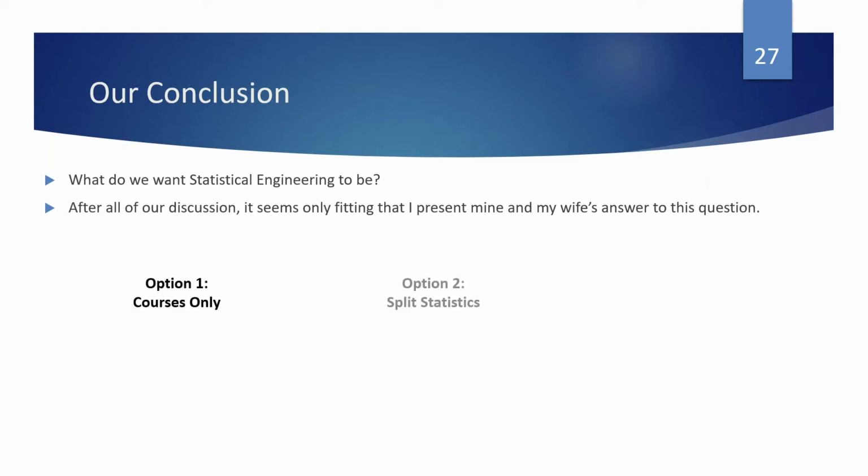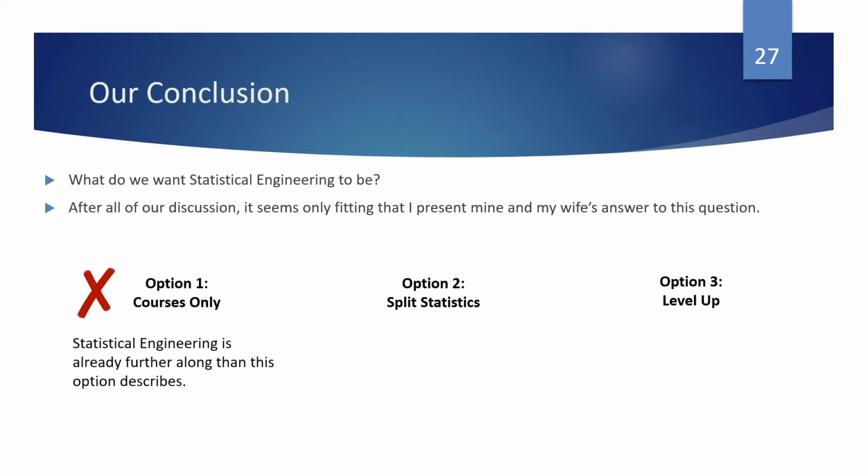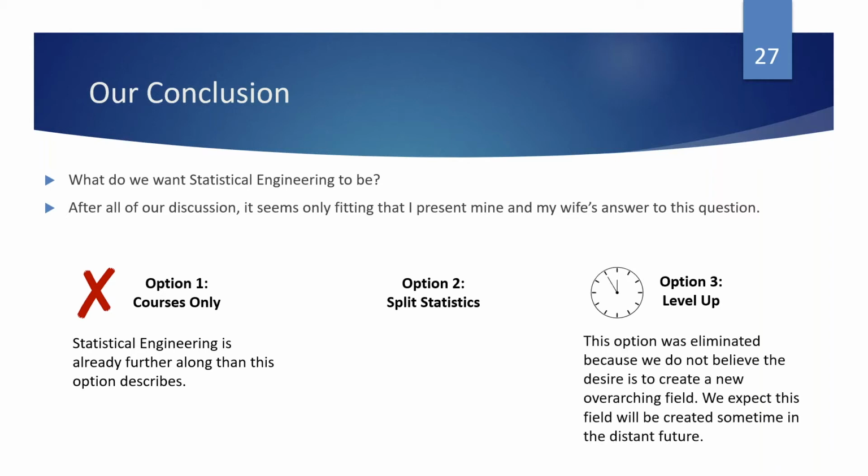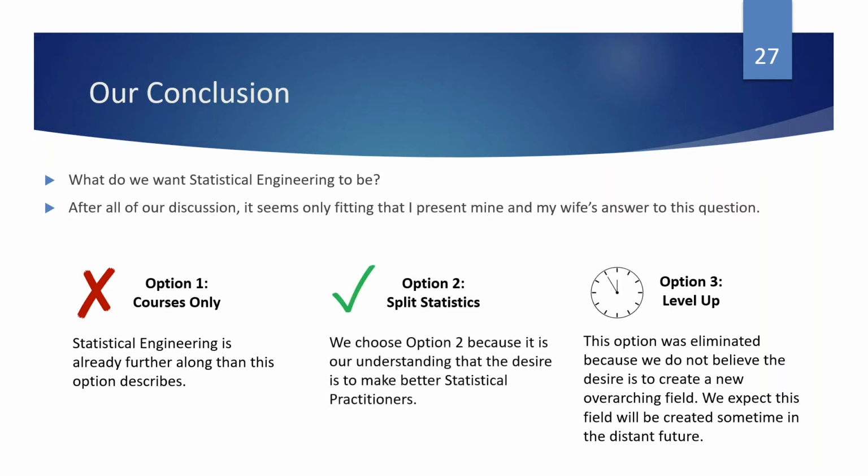Well, if you want our opinion, of the 3 options, the first one's completely out. We're well beyond that. This has gone far beyond just courses only. We know we need more than that. The third option is also out, mainly because it sounds great in theory, but we are nowhere near able to do that just yet. That's something further down the road that could be considered by someone at that time. So ultimately, we lean toward this idea of the splitting of statistics. We believe that this best represents the desire to make better statistical practitioners. It's something that correlates to what we're trying to do now.